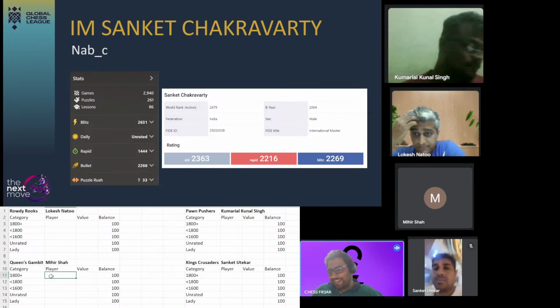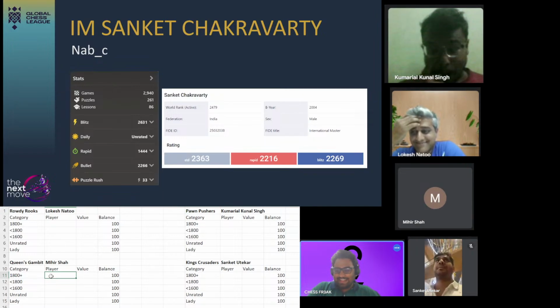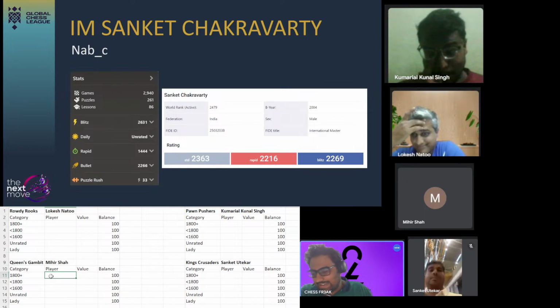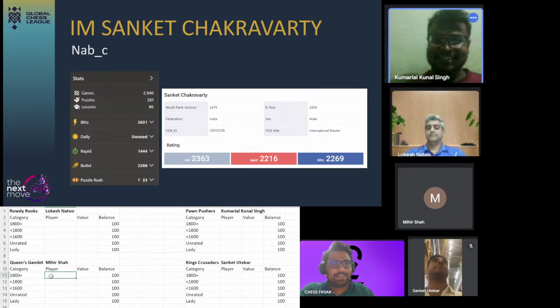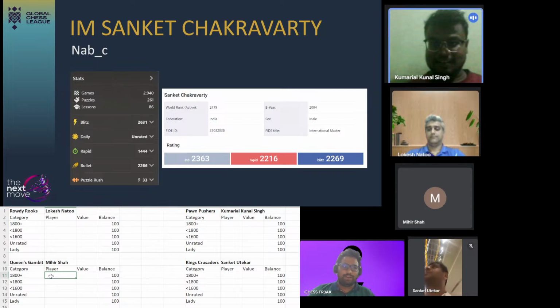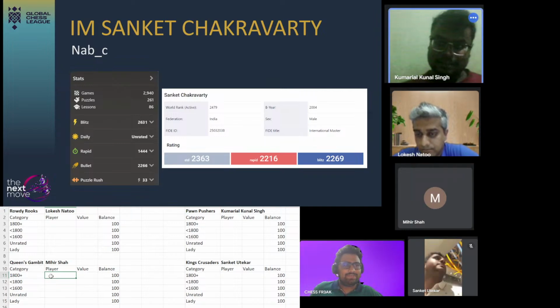41, and we have Lokesh Natu. He was saving all the points for the end. Lokesh Natu, 41 points. 42 points, straight back at you, Lokesh. 42 points, Sanket Chakravarti, Queen's Gambit. Going once, Sanket Chakravarti at 42 points to Mihir Shah, Queen's Gambit. Going twice, Sanket Chakravarti, 42 points, Queen's Gambit.